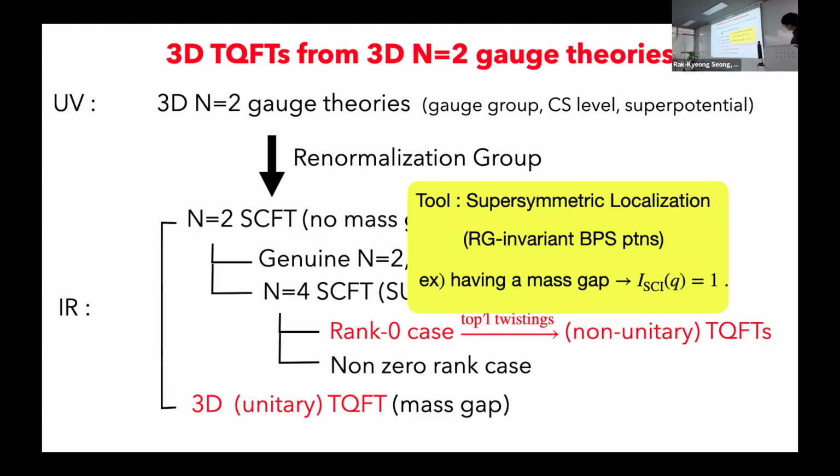For example, if we compute the Coulomb branch index, which counts the local spectrum of this theory, and if it becomes trivially 1, it means that there is no local operator other than the identity operator. It is a strong signal that this theory has developed a mass gap. In this way, we can check which category this UV theory will flow to.